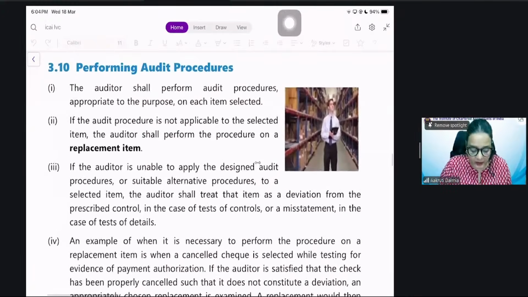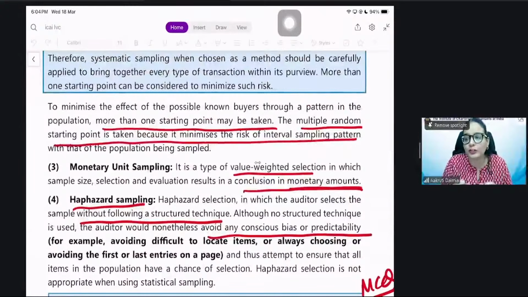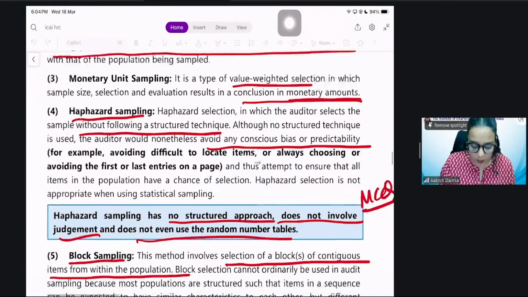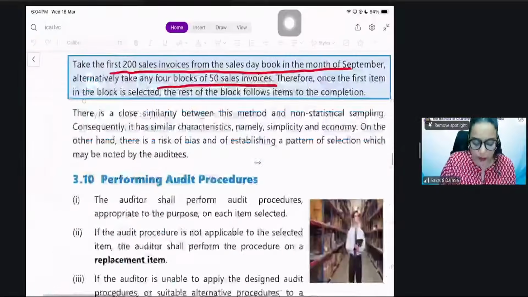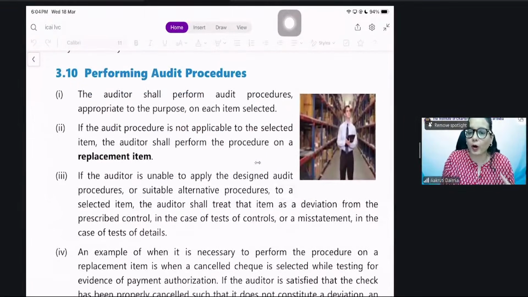So the last point that we completed was the different kinds of methods you can use to do the sampling. Ma'am, you have told us these are the sampling methods we can use, but then what to do in the process actually? How does the process actually happen? This is performing audit procedures. While you are performing audit procedures, there is a structure given. So look into the book and I'll be giving you an example to go with these points.